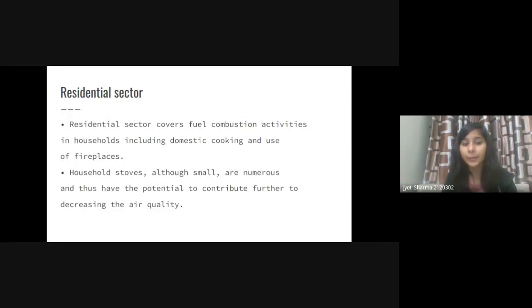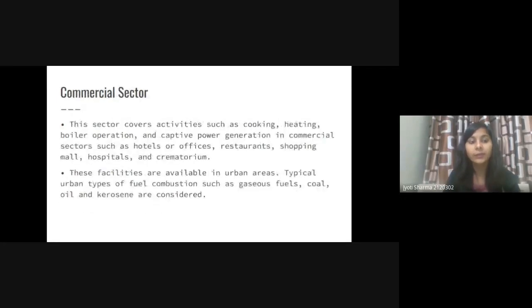If you are talking about the residential sector, then obviously this will include domestic cooking and some use of fireplaces, such as if you are using household stoves, or let's say you are using gas in your kitchen, then this will contribute to some kind of emissions. So if you are collecting the information regarding that, then that will be covered under this residential sector.